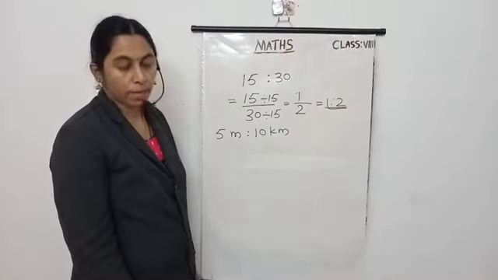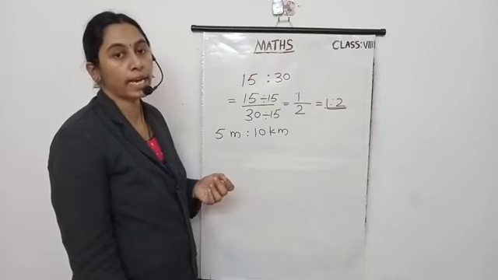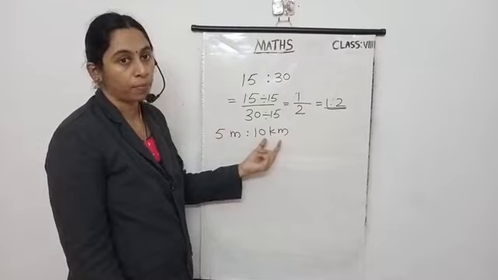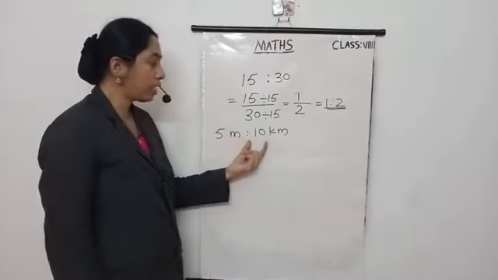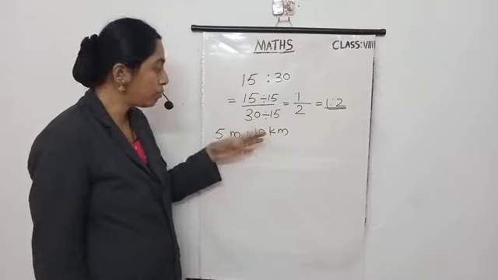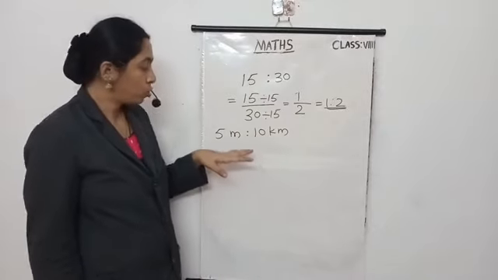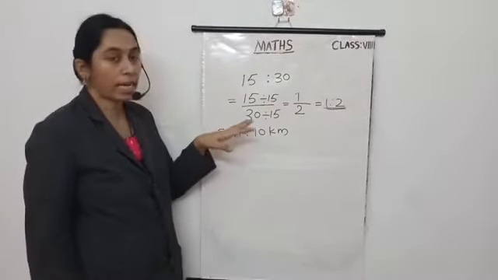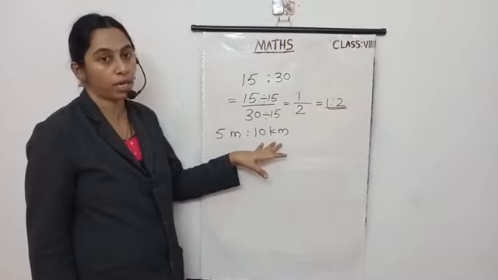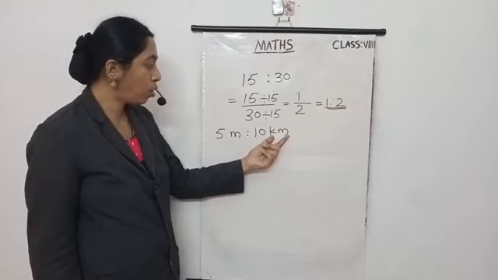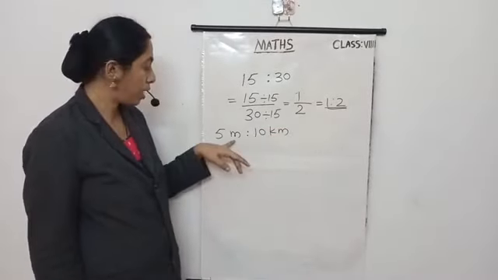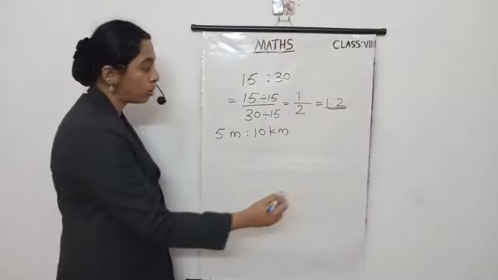Okay. Now question B, 5 meter to 10 kilometer. So here take care of the units. First, 5 meter is to 10 kilometer. Here also we need to simplify. So first step is to write in the ratio form. So 5 meter is to 10 kilometer. Now this kilometer we are going to convert into meter, because here it is meter.